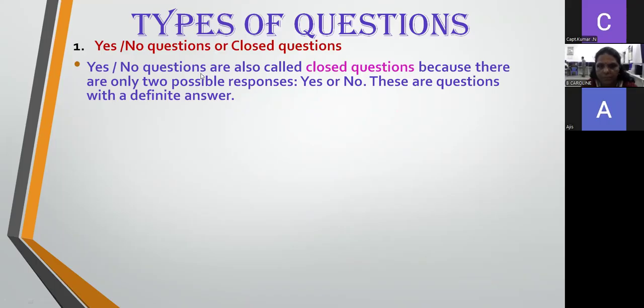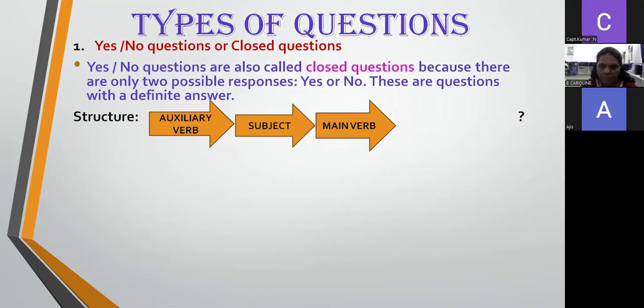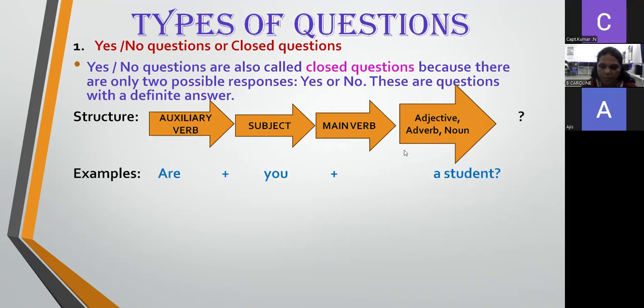Yes or no questions are also called closed questions because there are only two possible responses, either yes or no. These are questions with a definite answer. Let's see the structure of the yes or no question. First comes the auxiliary verb, then the subject, then the main verb, and this is optional, that is, an adjective, or adverb, or noun is optional.